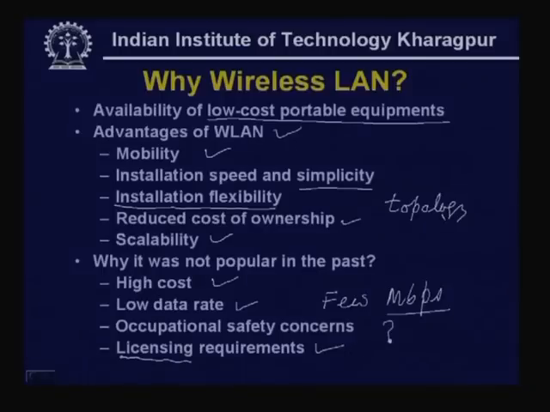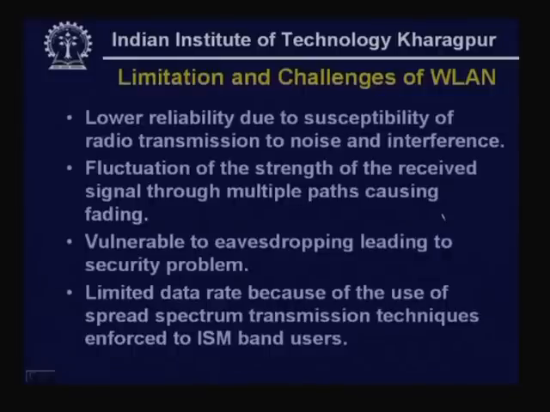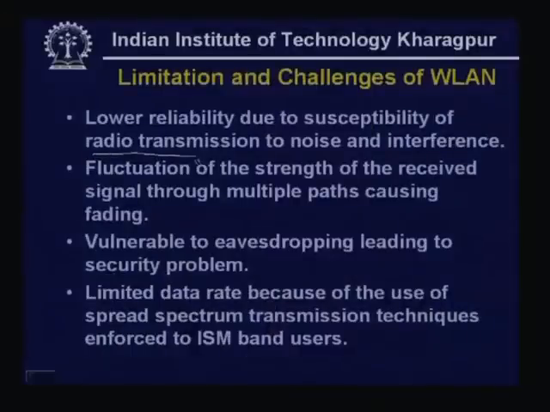In spite of that, wireless LAN is gradually becoming popular, and although it has some advantages and disadvantages, it also presents a number of limitations and challenges. First one is low reliability due to susceptibility of radio transmission to noise and interference. In case of wired LAN, this problem is much less, because you are sending through some kind of guided media. On the other hand, wireless transmission is susceptible to noise and interference. Other devices may be working in the same frequency band, so that will interfere with the signal. As a result, there is some reliability concern.